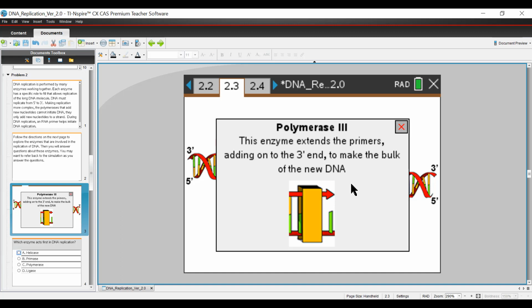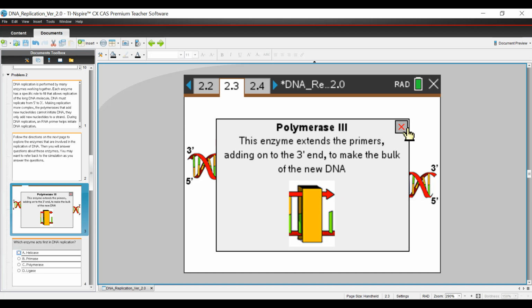Even though the model I'm showing you right now only has it on the leading strand, it actually works on both. And polymerase 3 is what's responsible. It's basically the copy machine of DNA. It is what adds all the new nucleotides to the template strand to create this new double helix.